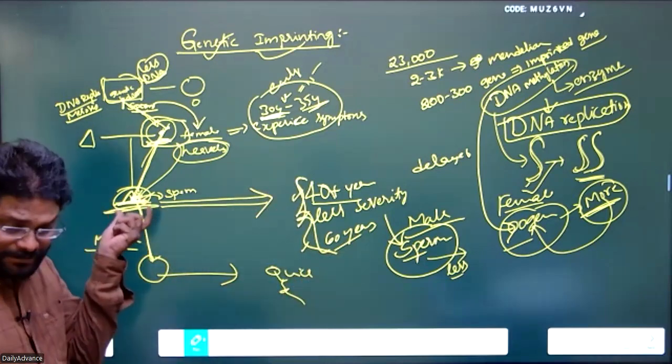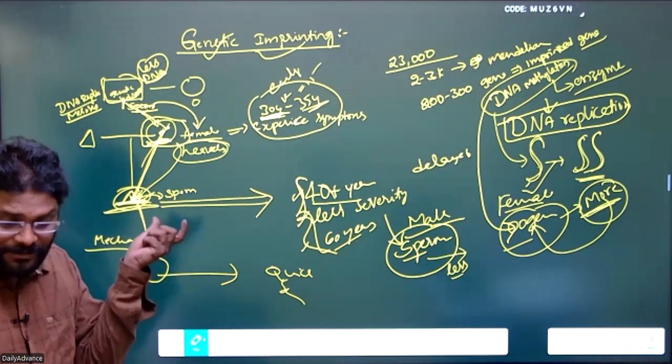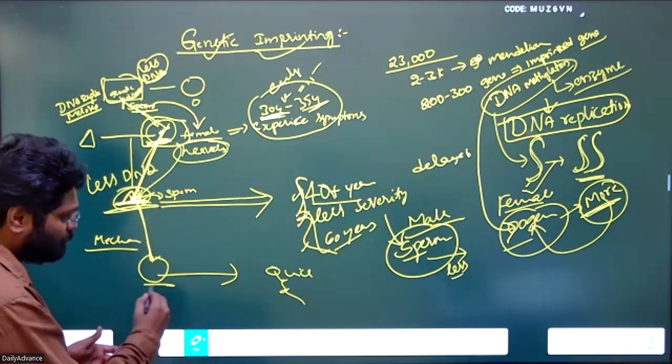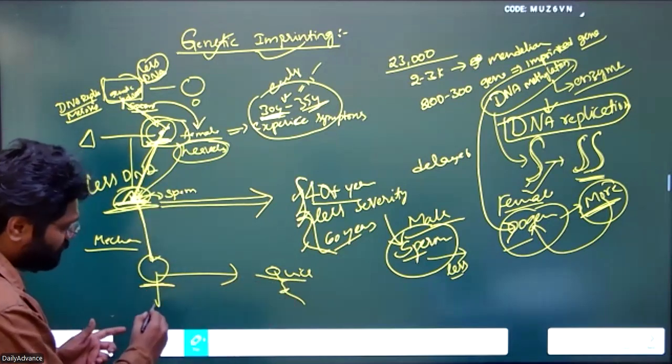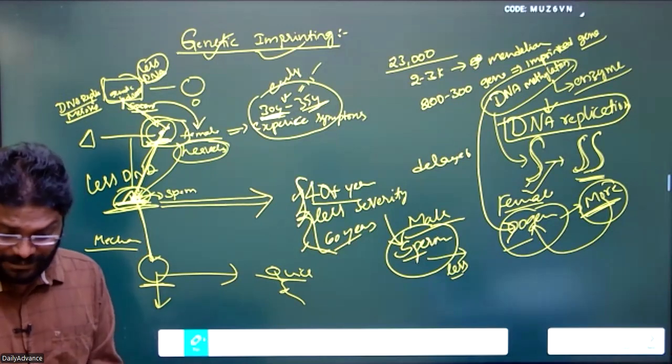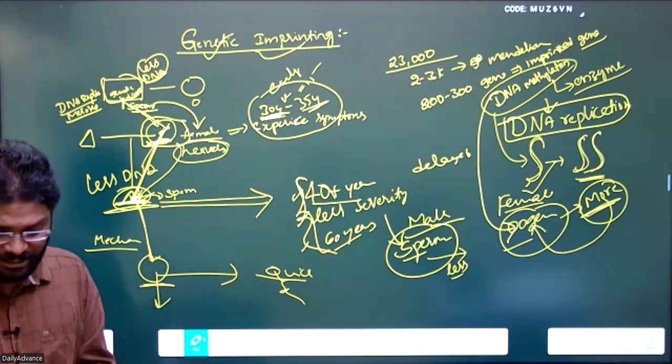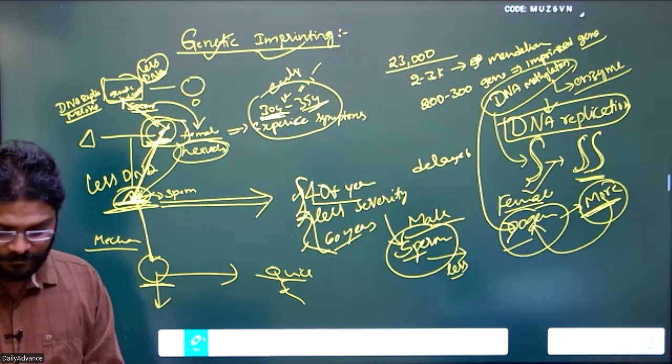But again, he is a male. He has to produce the sperm, and he will apply less DNA methylation. And again, the symptoms are quick. And she produces her own DNA methylation, and she gives the more DNA methylated genes to the next generation. The symptoms are late. Understand?